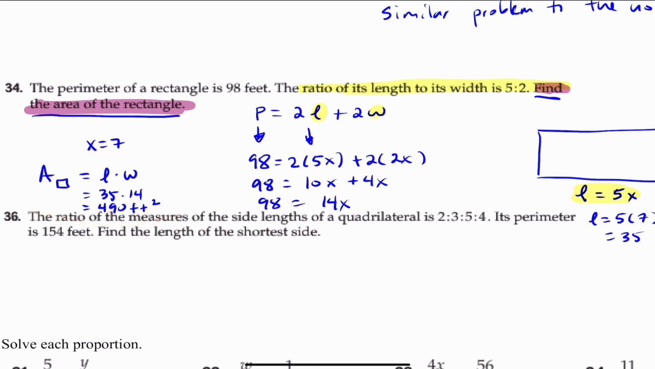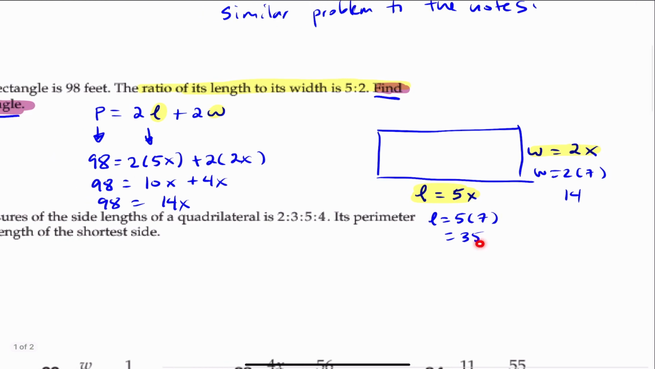Feet squared, because you're saying 35 feet times 14 feet. I have two feet, right? I'm multiplying those feet. Feet times feet is feet squared. If that makes sense.